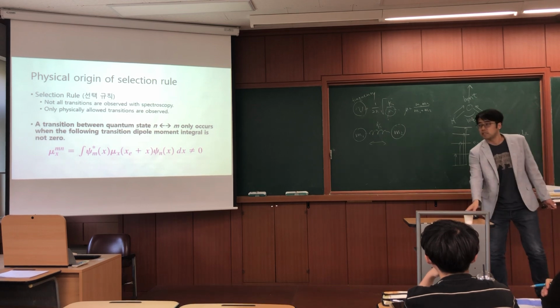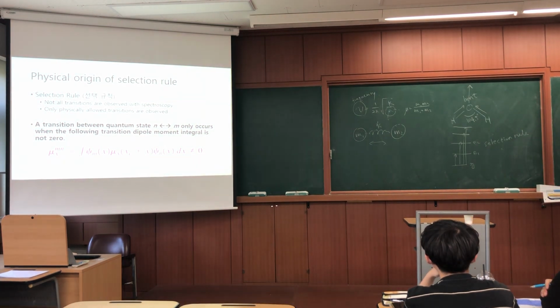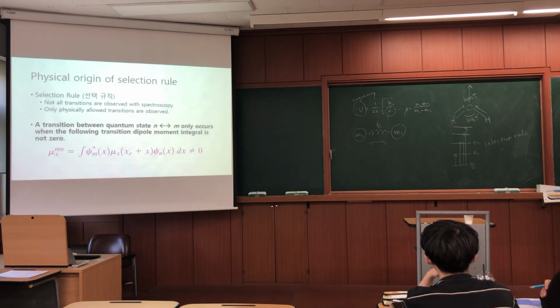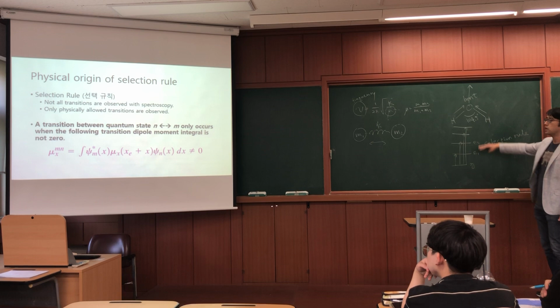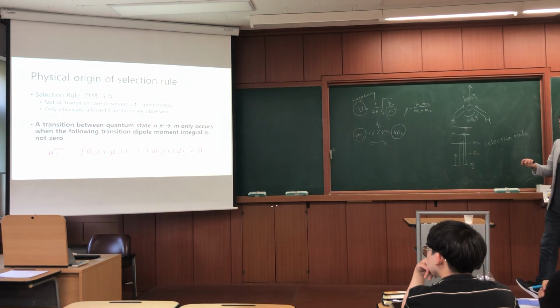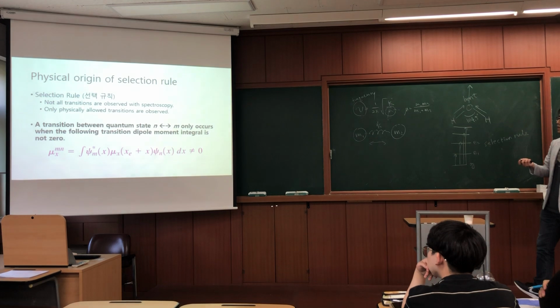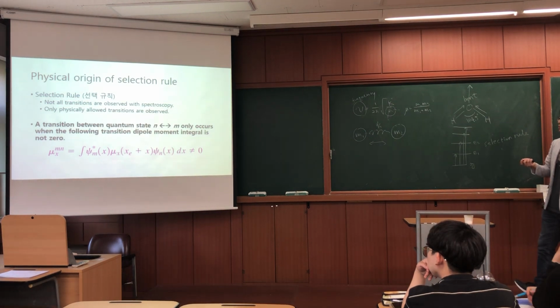There are many selection rules in physical chemistry, but in other words, only physically allowed energy transitions are observed with spectroscopy. And in terms of quantum mechanics, we can say a transition between quantum states N and M can be expressed with this integral. So it only occurs when the following holds.